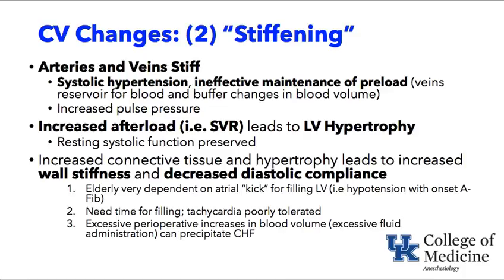So, cardiovascular changes other than beta receptors, the next one is stiffening. Stiffening of the arteries, stiffening of the veins, stiffening of the heart itself. The arteries stiffen and systolic hypertension occurs.